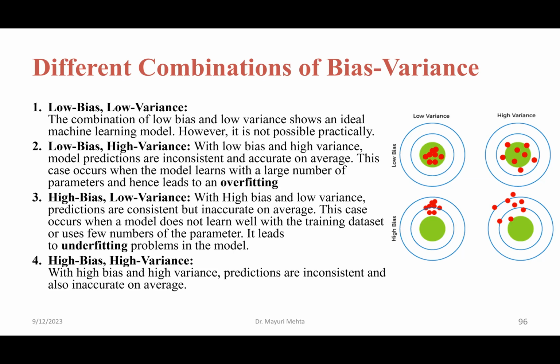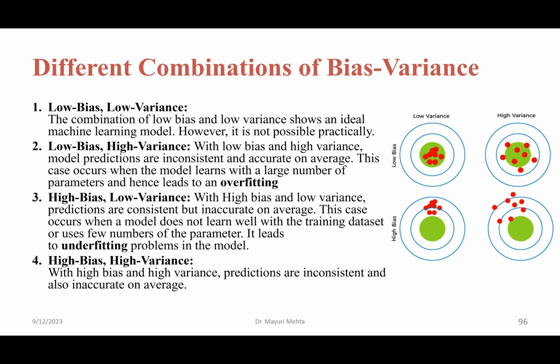So this case occurs, low bias and high variance. It occurs when a deep learning model learns with a large number of parameters. They are called learning parameters, training parameters. And this situation leads to overfitting. Overfitting and underfitting are not good for any model. So there are also ways in which they can be overcome.